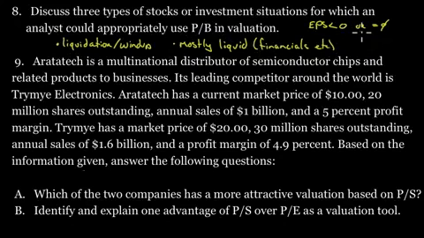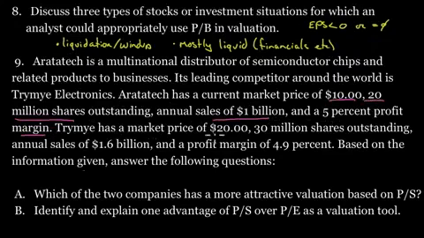Number 9, Aradatech is a multinational distributor of semiconductor chips and related products to businesses. Its leading competitor around the world is Trime Electronics. Aradatech has a current market price of $10, 20 million shares outstanding, and annual sales of $1 billion, 5% profit margin. So we're given 4 bits of information on Aradatech. We're given price, number of shares, sales, and a profit margin.